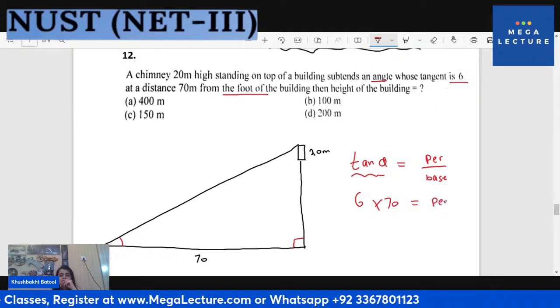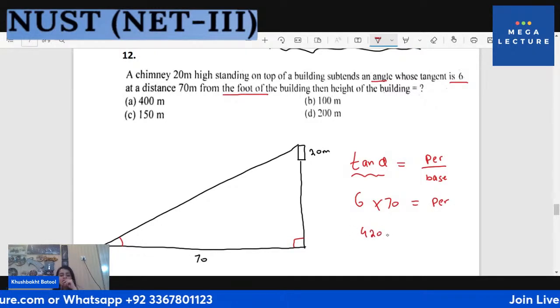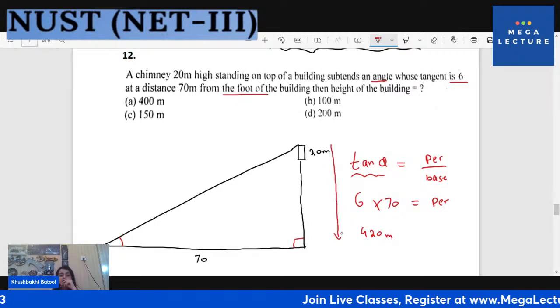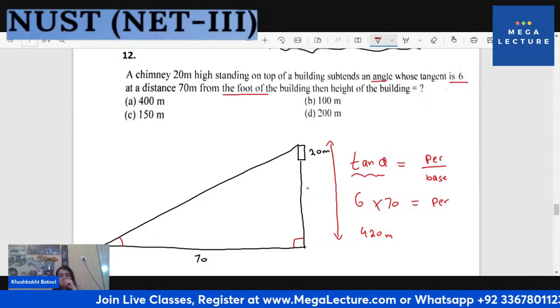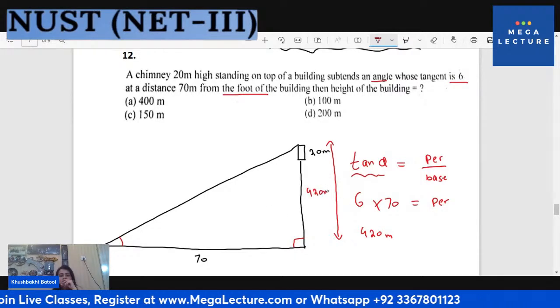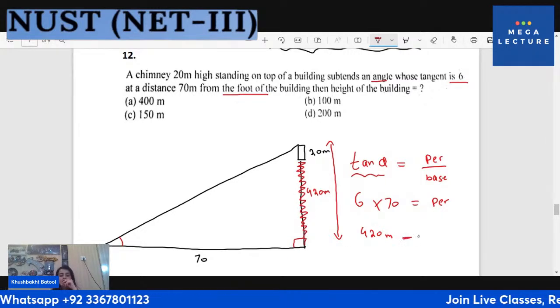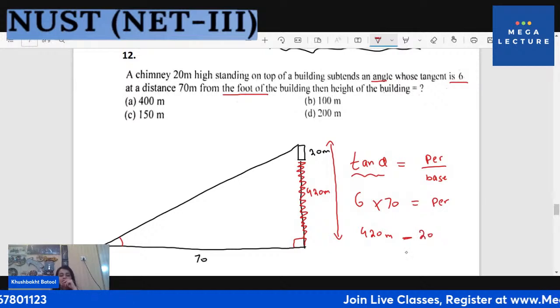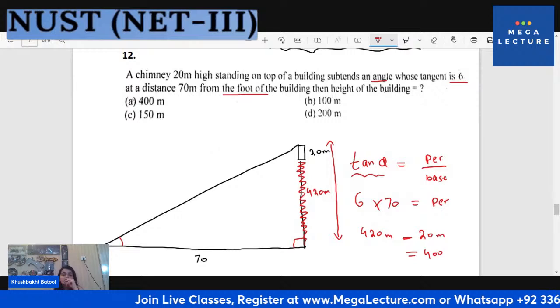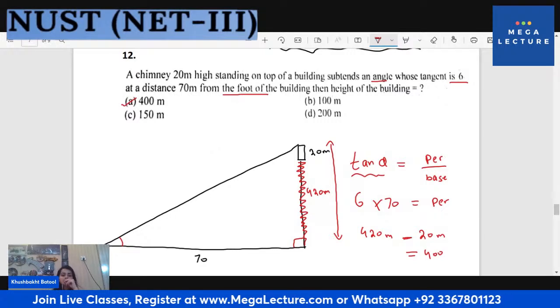This would give you the perpendicular side, and it would give you 420 meters. 420 meters is this entire perpendicular side. Okay, this is 20 meters. We are only interested in the height of the building and not the height of the chimney. So I will do 420 minus 20, and this is going to give me 400 meters. So now the answer is going to be A.